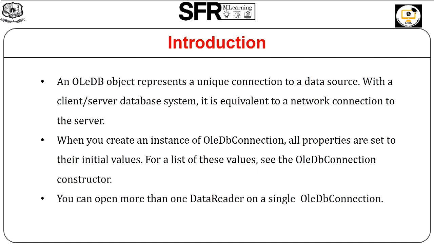When you create an instance of OLEDB connection, all properties are set to their initial values. That is, whenever we create an OLEDB connection to our data source, initial values are set for all the properties in the OLEDB connection. For a list of these values, see the OLEDB connection constructor, which creates and initializes the values for the properties.